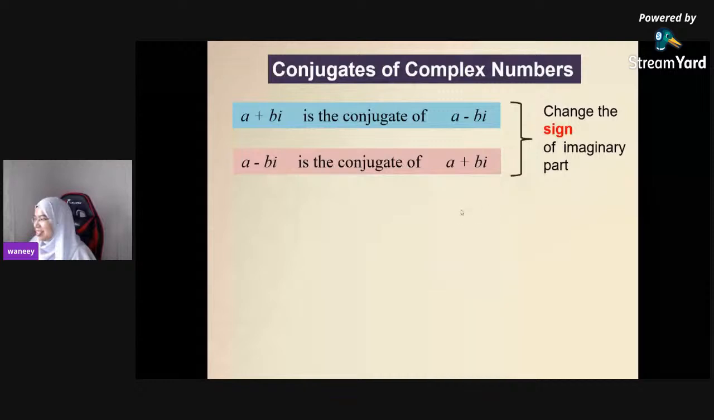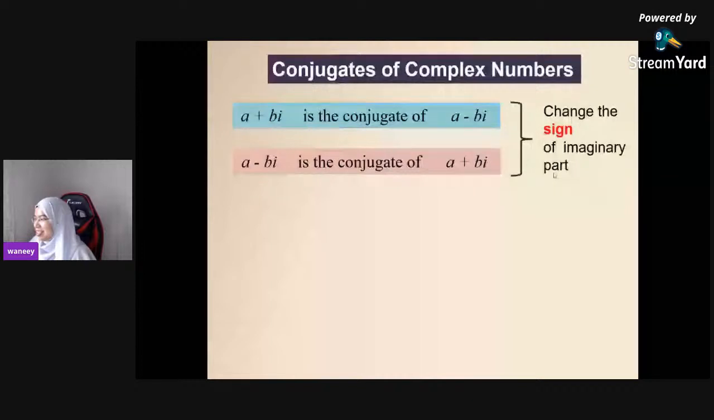Okay, tak apalah. Right, so conjugate of complex number. So A plus BI is the conjugate of A minus BI. A minus BI is the conjugate of A plus BI. So now what's the difference between them is that we actually change the sign of the imaginary part.